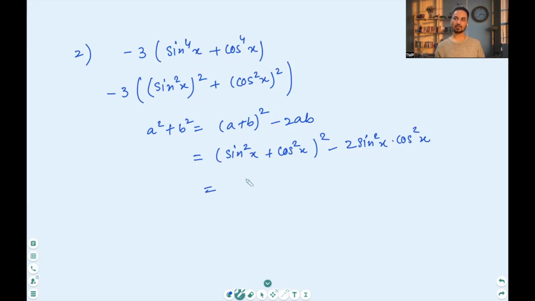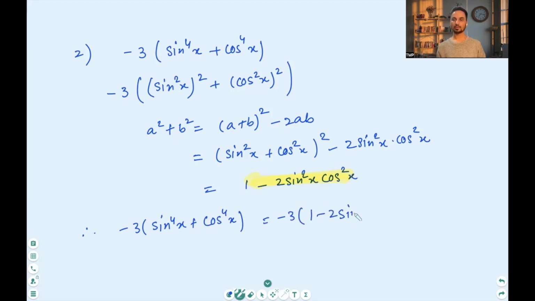And we know that sin²x plus cos²x is 1, so we'll get 1 square, which is 1, minus 2 times sin²x cos²x. So that means minus 3 times (sin⁴x plus cos⁴x) is equal to minus 3 times (1 minus 2 sin²x cos²x). And if we multiply it by minus 3 inside the bracket, we get minus 3 plus 6 sin²x cos²x.